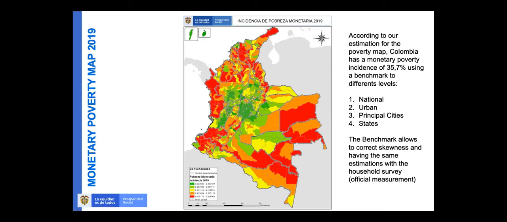The monetary poverty incidence total for this map is 35.7%. It is equal to the incidence published by Dani, because we applied the benchmark at different levels for this map: national, urban, main cities, and states.